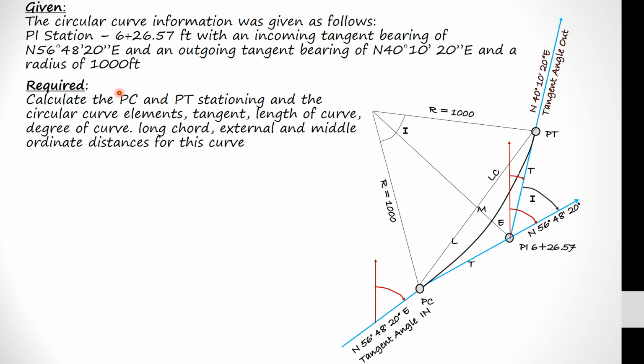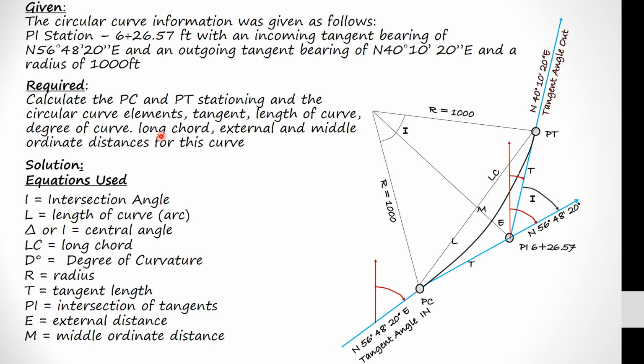But we're still trying to find the PC and the PT. So we're going to look for this PC angle here and this PT angle here, the PC station and the PT station. Now, when we do this, we still have to figure out our tangent lengths and the length of the curve itself. And then we'll figure out the long chord, the degree of curve, the external and middle ordinate distances. All right, so let's get started.